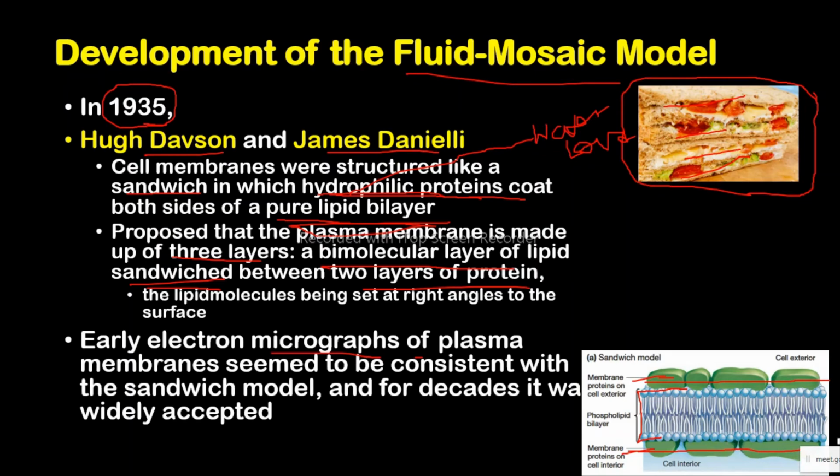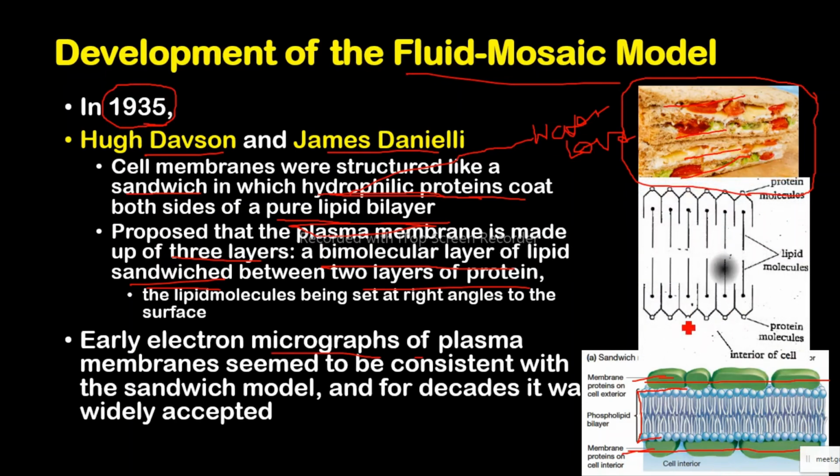And if you want to draw with a pen, you can draw this. It is still the same thing. This is a layer of proteins. This is another layer of proteins. And this is a layer of lipids. So the proteins sandwich the layer of lipids to form such a structure.